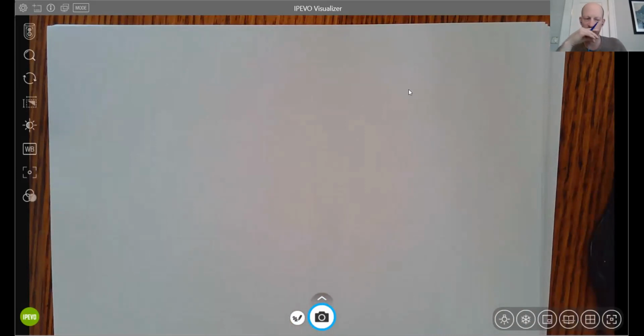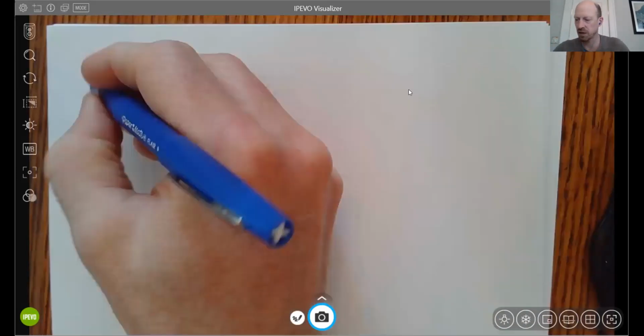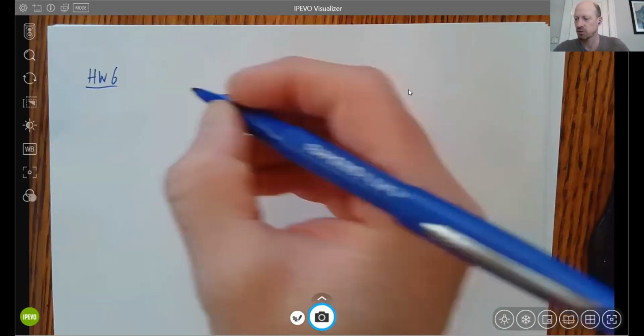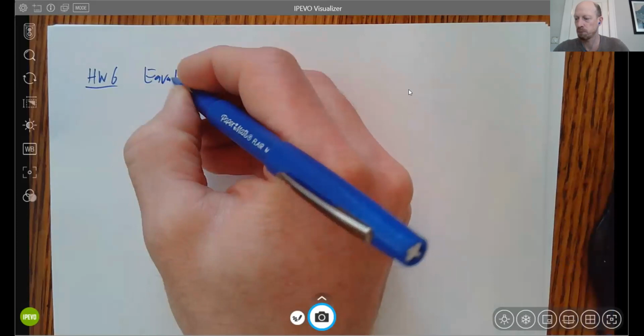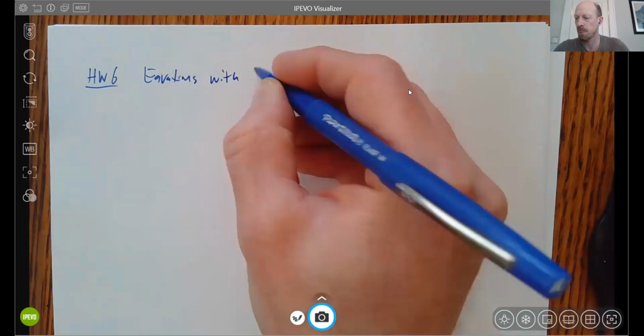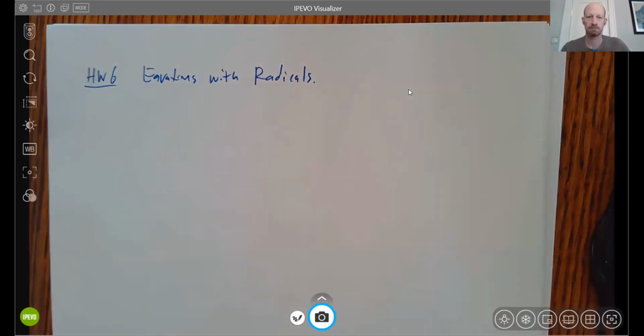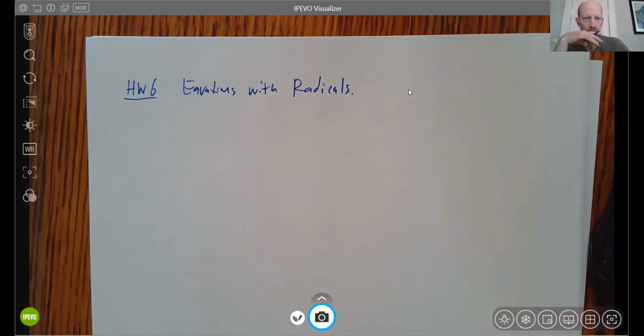I wanted to go over just a couple examples from homework 6, which are equations with radicals. Hopefully you're feeling more comfortable with simplifying radicals. That's a really important skill, and you'll see some of those for sure on the quiz, but also on our final exam, working with both square roots and cube roots and being able to simplify or reduce those expressions.